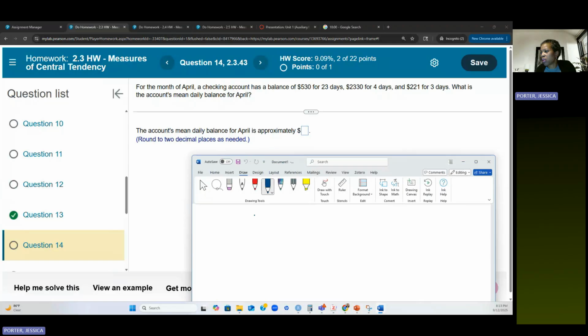It says you have a checking account. It has a balance of 530 for 23 days. Those are my weights. And it has 2330 for 4 days. And then 221 for 3 days. So you can follow that same process of entering that into StatCrunch. What's the account's mean daily balance for April?